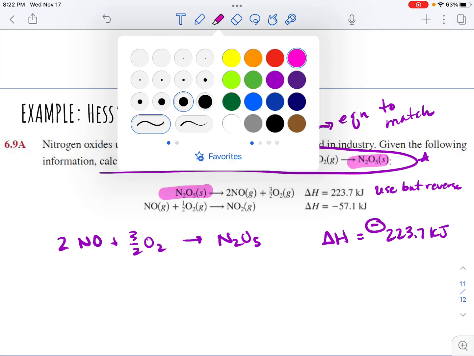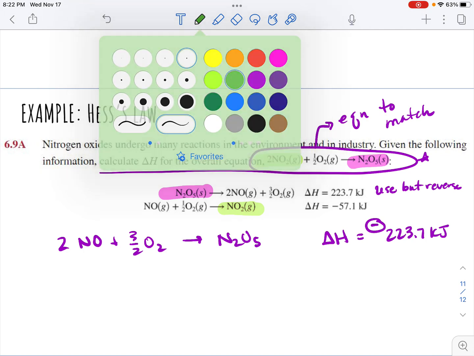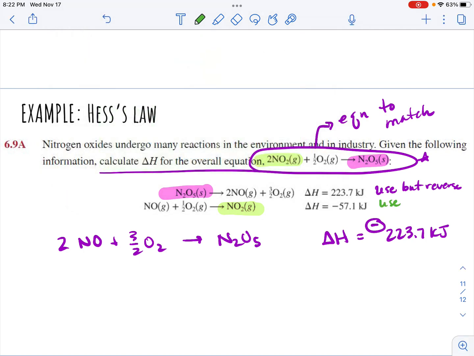The next thing I'm going to do is look at this and see what else I can identify. So I see that I have two NO2s in what I want to match on the left side. And I have NO2s in what I want to match here on the right side without the coefficient of 2. So I can see that I'm going to have to use this, but I'm going to have to reverse it because I need to switch the side of the arrow that the NO2 is on. And I'm going to have to times it by 2 to give the 2 coefficient to the NO2. So I'm going to go ahead and do that.